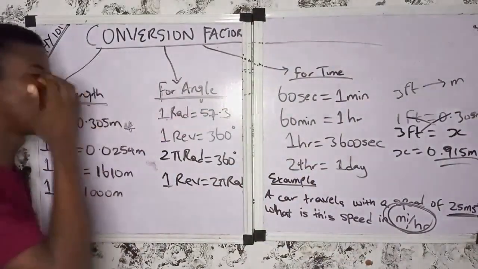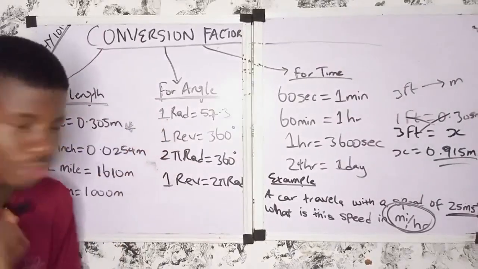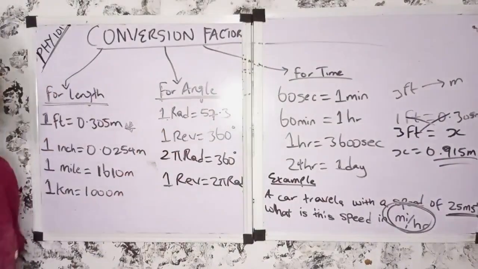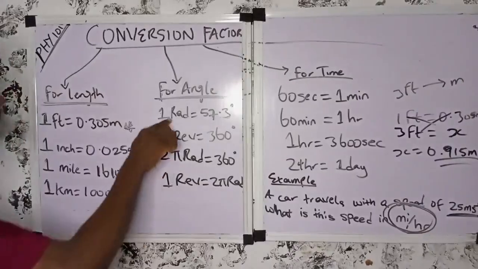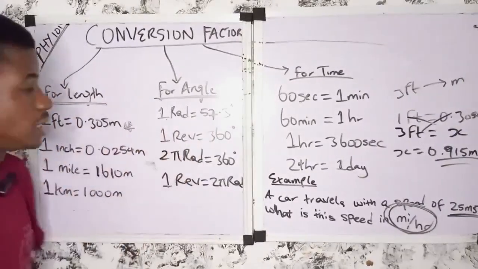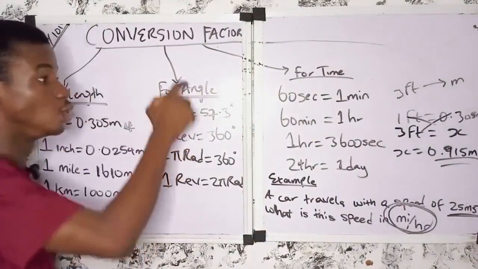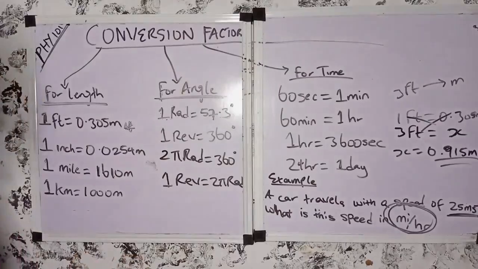Okay, now move to angle. Same thing, please take note. Very, very important. 1 radian is equals to 57.3 degree. Please, this is very important. 1 radian is equals to 57.3 degree. If this is the only thing you know under angle, you are good to go. Under conversion factor of angle, you are good to go.